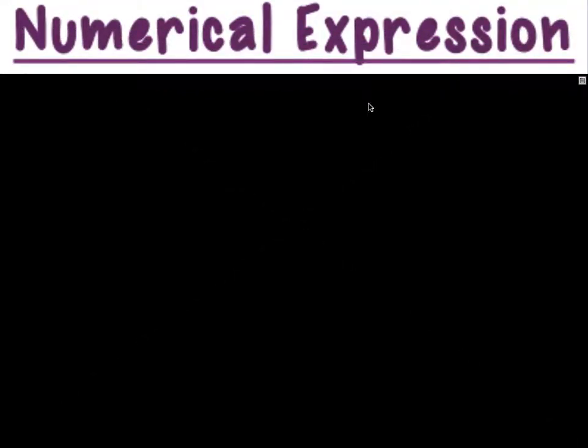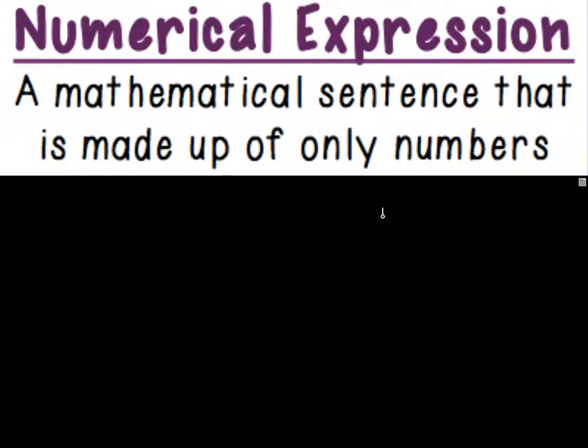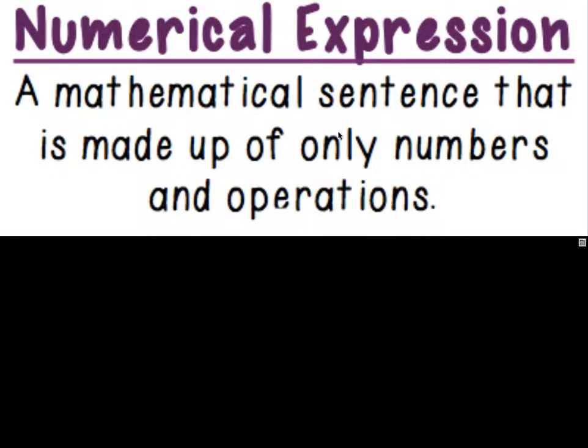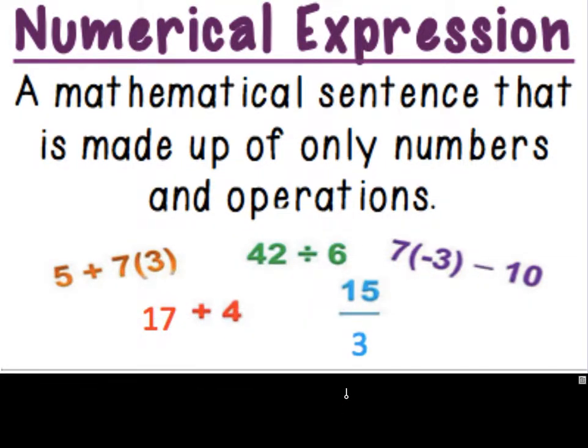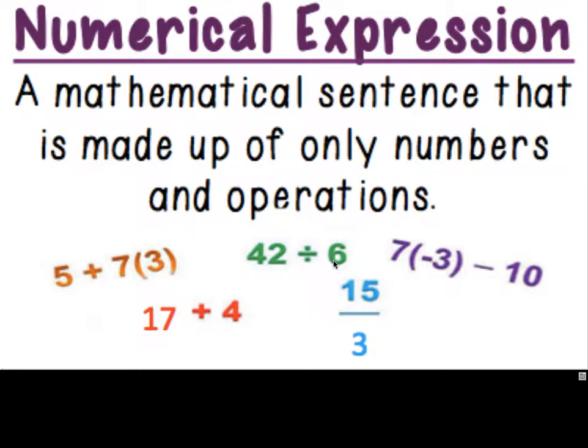That's different from a numerical expression. A numerical expression can only have numbers and operations. In language arts and reading, we have sentences that we read with words. In math, we have sentences that have different things, and in this case, numerical expressions are those mathematical sentences with only numbers and operations. So here are a bunch of examples of those. So 42 divided by 6, only numbers and only symbols.